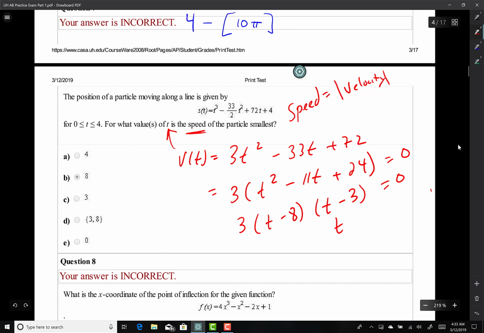So I get two values: t equals 3, t equals 8. And they want you to choose 8. So I'm sorry, someone got this one wrong. They want you to choose 8, but look at the values here between 0 and 4. So just 3.